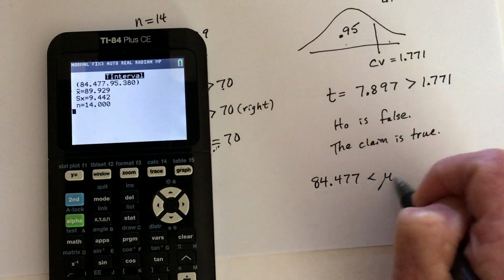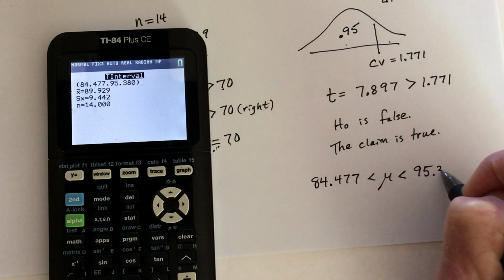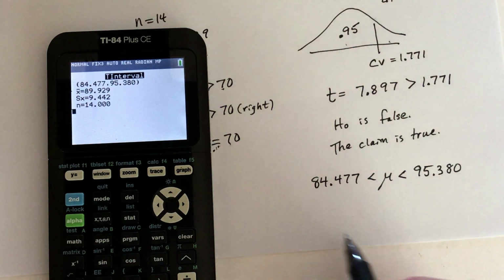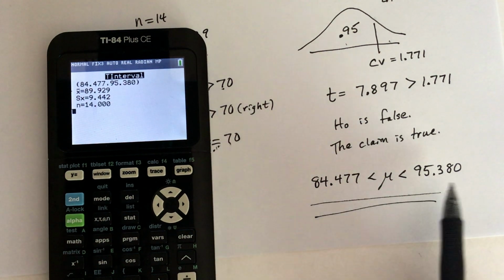84.477 to maybe as high as 95.380. So basically, if people are doing well on the chapter reviews, they should have anywhere from a middle B to a middle A.